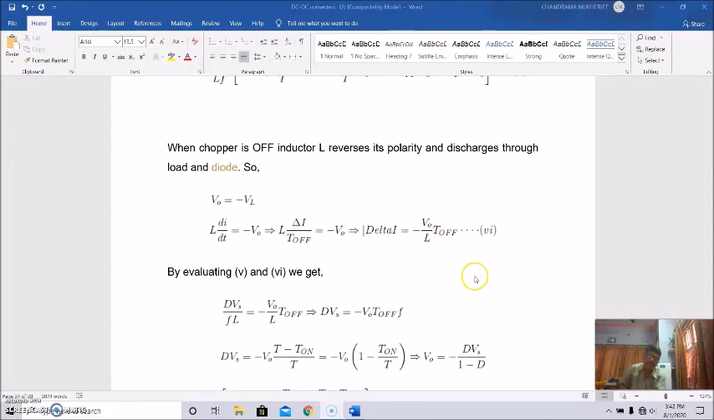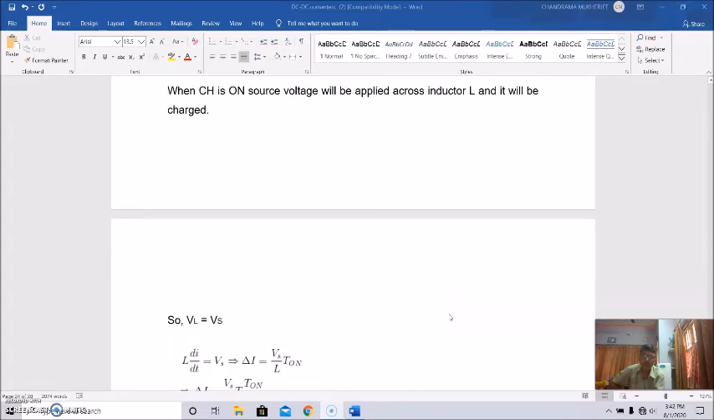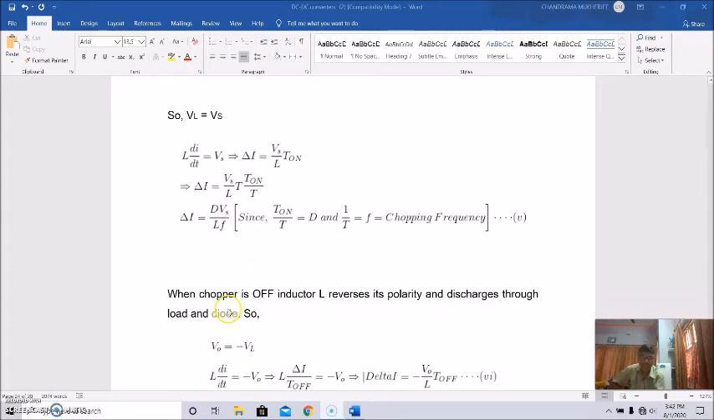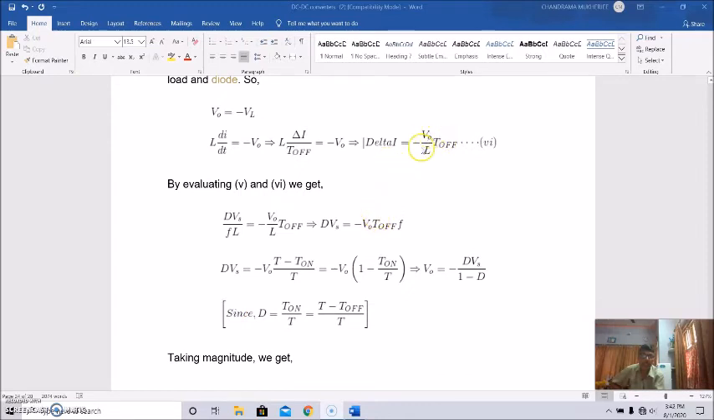Okay, so we can equate the two delta I expressions from equations 5 and 6. From equation 5, delta I equal to D Vs by L F, and here it is minus VO by L into T off F. These two are equal, so D Vs will equal minus VO T off into F, as L cancels out. We can write T off equal to chopping period minus turn on time, so T minus Ton by T. Again, this can be written as T by T minus Ton by T, and Ton by T is again equal to D. That gives VO equal to minus D Vs by 1 minus D.